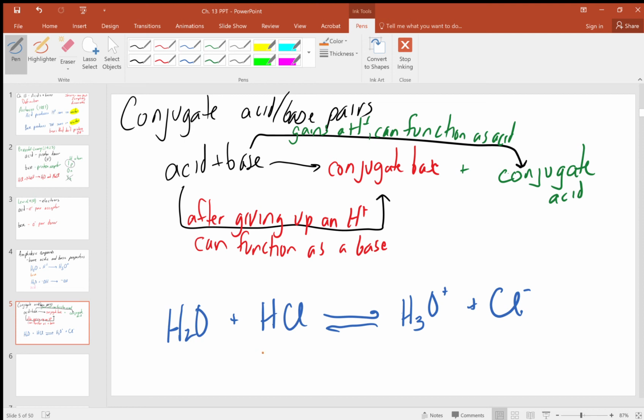But here we know that the HCl is giving up a proton. We know that because it becomes Cl-. So in order to become Cl-, it had to give up a hydrogen. So the HCl is the acid. What's the Cl-? Well, the Cl- no longer has any protons, so it can't give any away. So it's something that could function like a base, or we call it the conjugate base of hydrochloric acid.